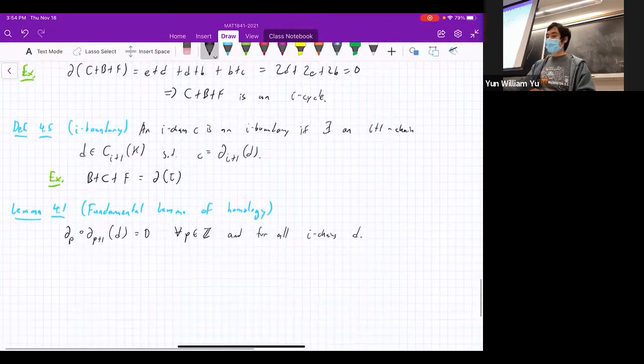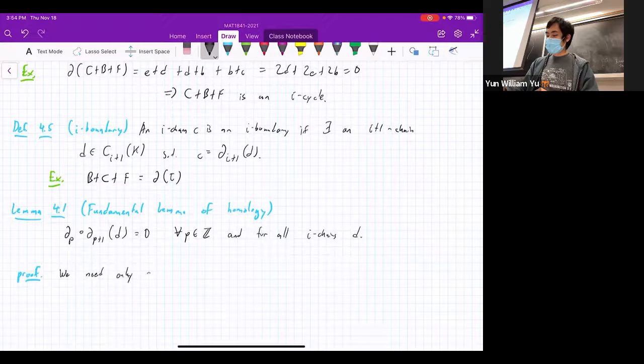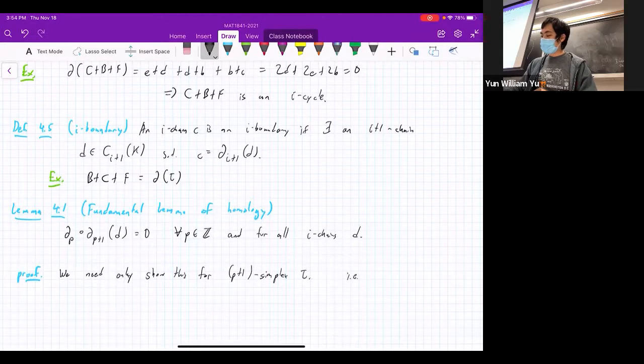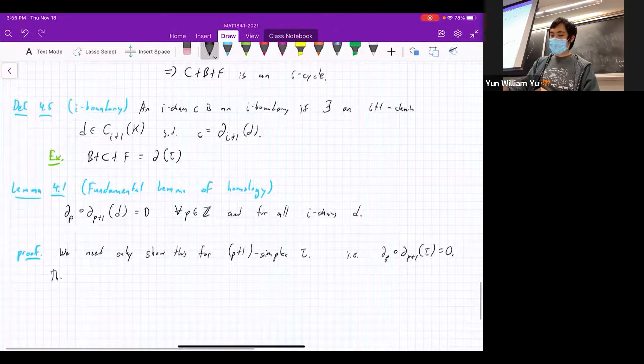D. And this proof is really quite straightforward. So let me go ahead and sketch it out. So we need only show this for a p plus 1 simplex tau, because that would be a basis. So that is to say, we need to show that dp of dp plus 1 of tau is equal to 0.